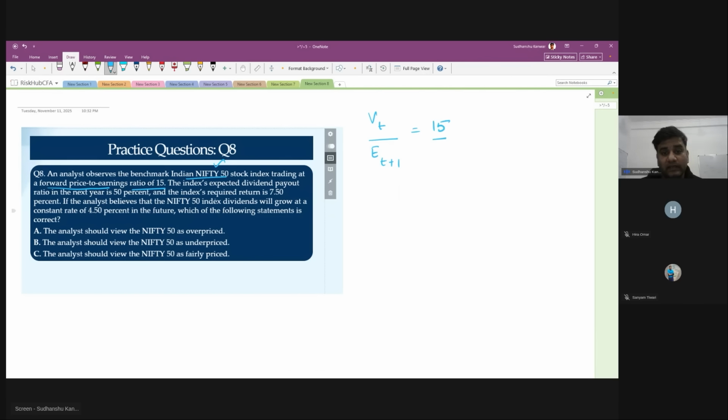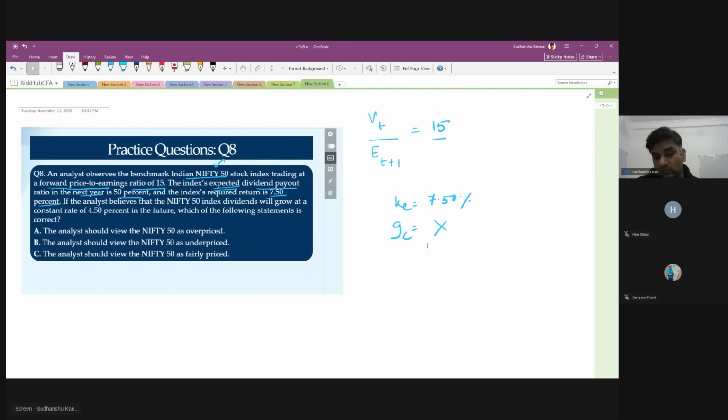The expected dividend payout ratio in the next year is 50%. Index required return is 7.50%. Okay. So basically your KE is equal to 7.50%. Next year your dividend again, and this is also tricky. This is dividend payout. This is not GC, to be fair. It is the dividend payout ratio.